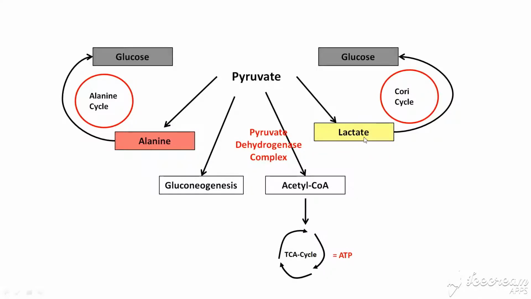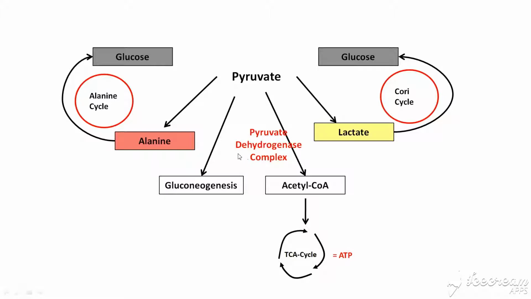Lactate can then be taken all the way back to the liver to be converted back into glucose via the Cori cycle. Pyruvate could also be converted into alanine, and this happens in the muscle when they break down protein for energy. This alanine then goes all the way back to the liver to be converted into glucose via something called the alanine cycle. Pyruvate could also be converted into acetyl-CoA by the enzyme pyruvate dehydrogenase complex. And when we get acetyl-CoA, it's what's going to enter the TCA cycle to produce more ATP. The last thing is that pyruvate could also be converted back into glucose by the process of gluconeogenesis.